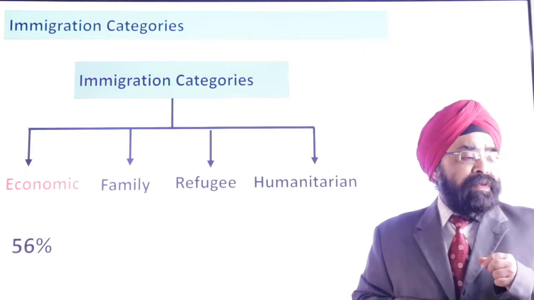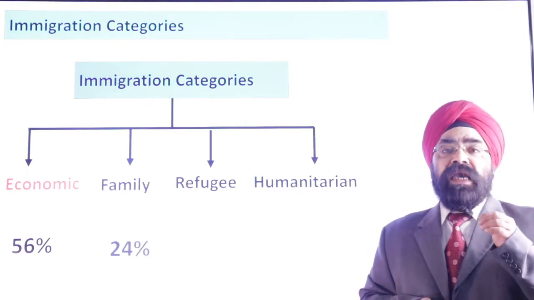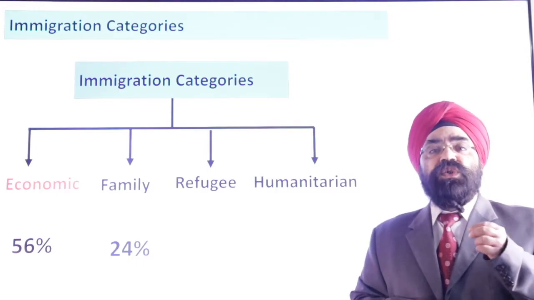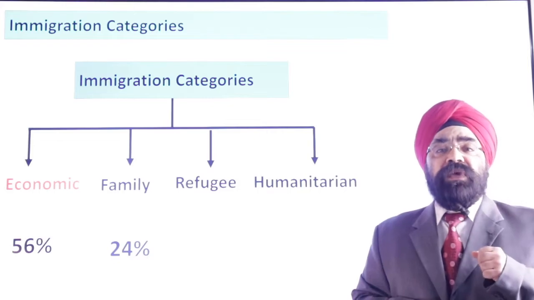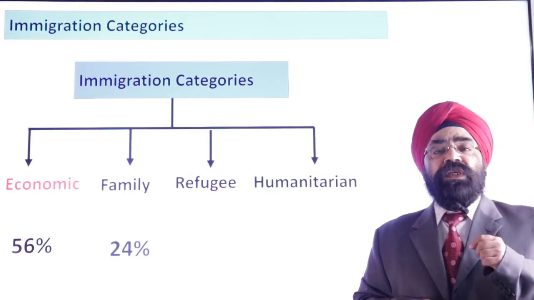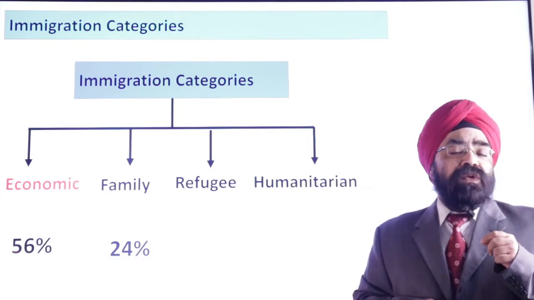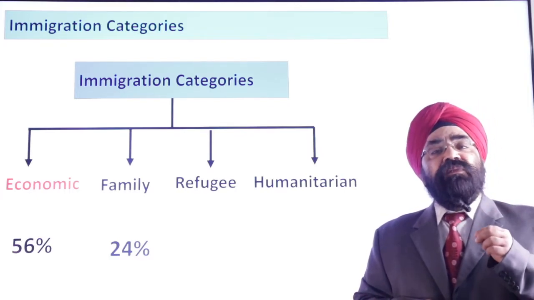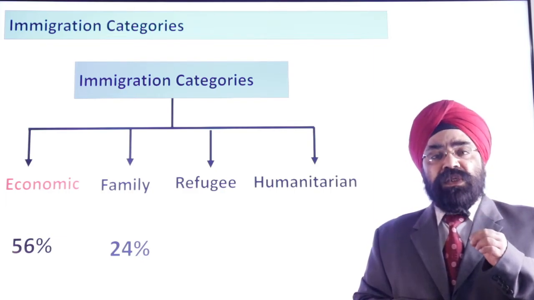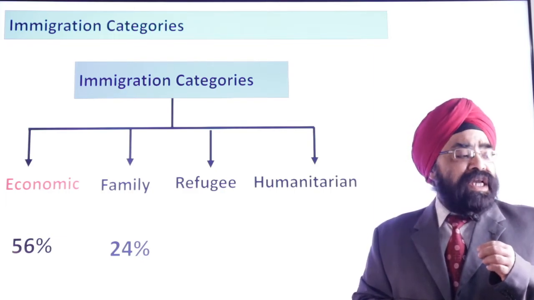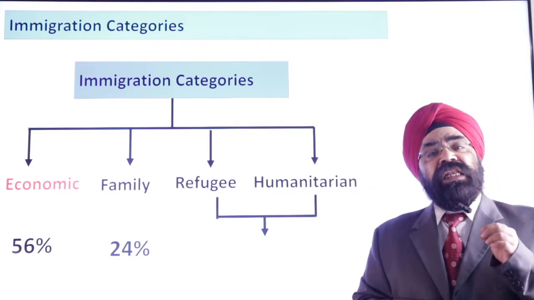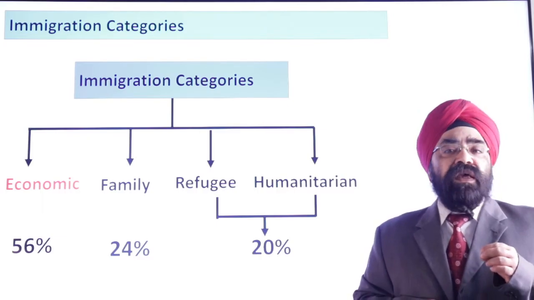For family reunification, I already have videos regarding spousal immigration as well as parents and grandparents immigration. If you have not seen those videos, please check them, they are very informative. Family reunification makes up 24% of the overall immigration. And then comes refugee and humanitarian, which together make the remaining 20% of the immigration.